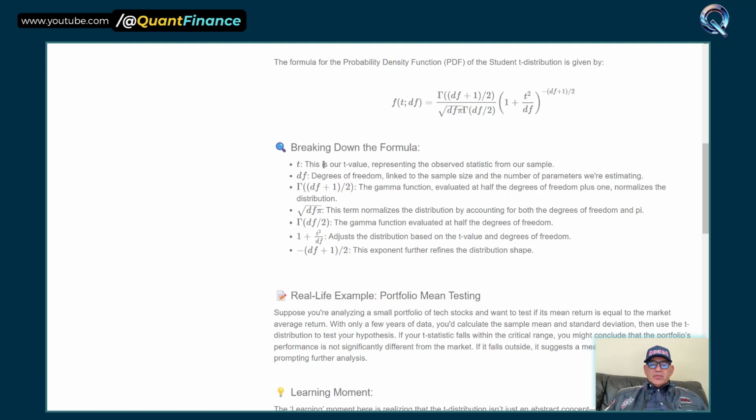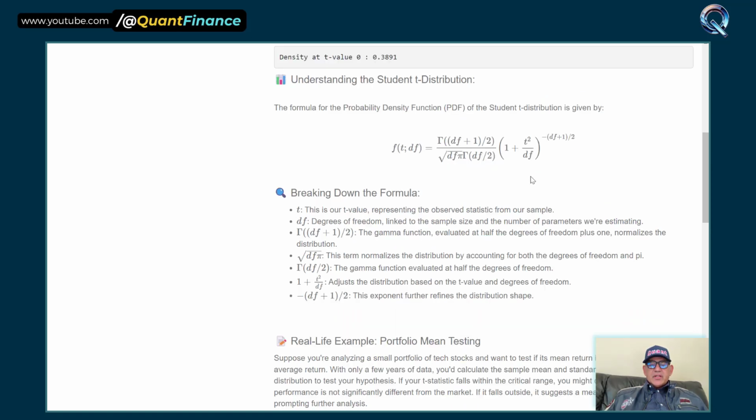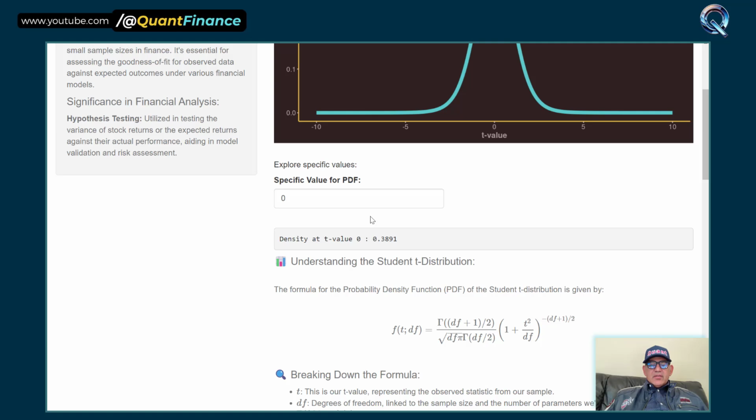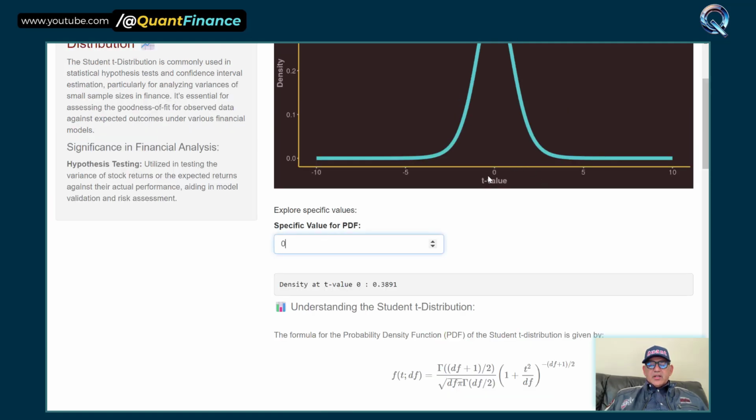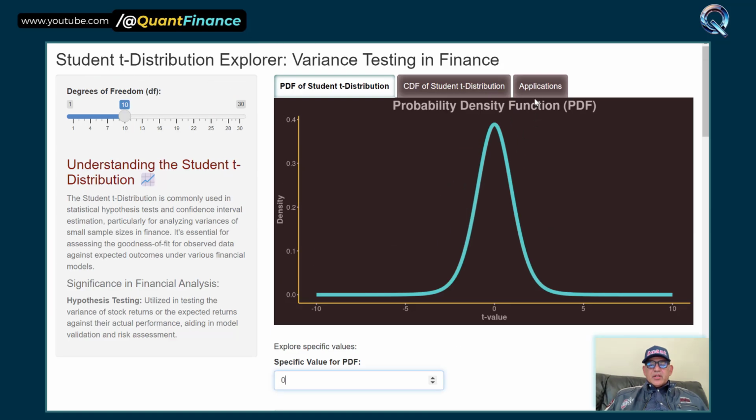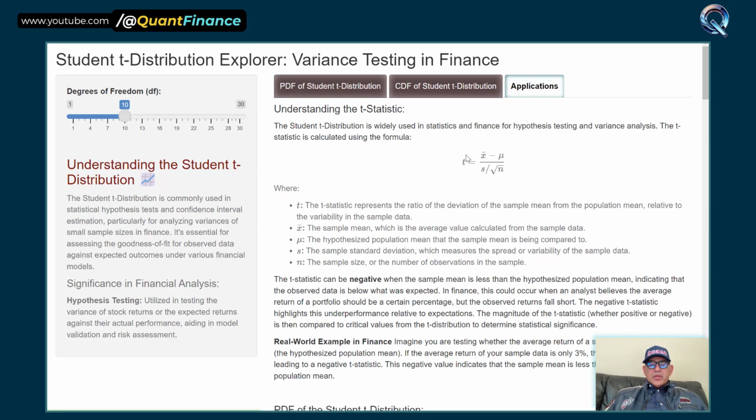First thing is the T value. Our T value represents the observed statistic from our sample. Definitely we have a sample and we have a T value there. And this T value is inputted here and it is represented on the x-axis, but this T statistic is computed like this. It represents the ratio of deviation of the sample mean from the population mean relative to the variability of sample data.